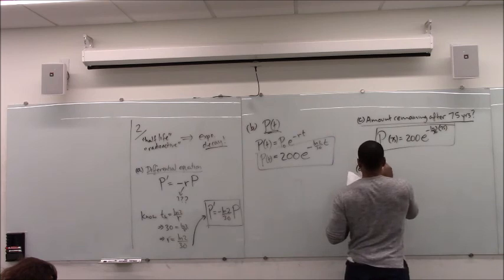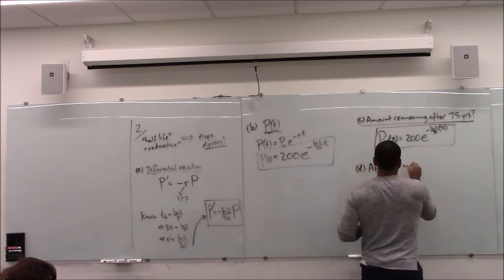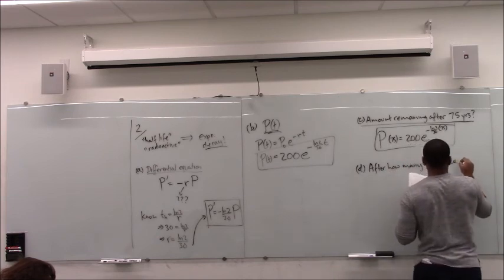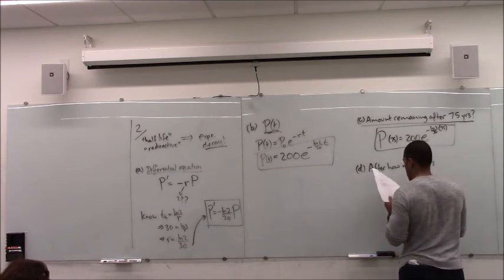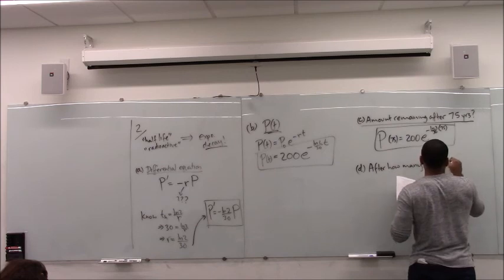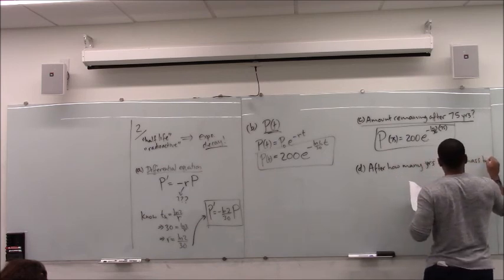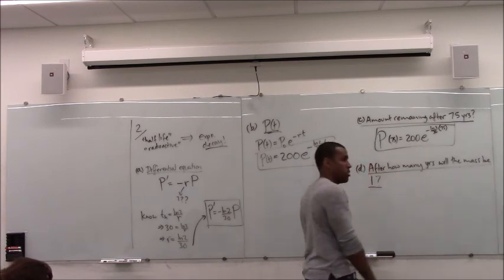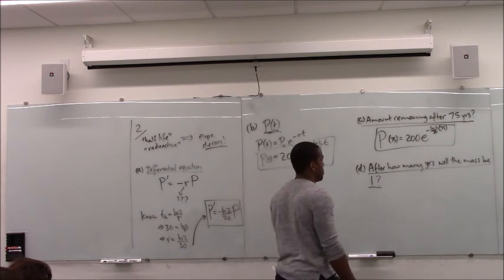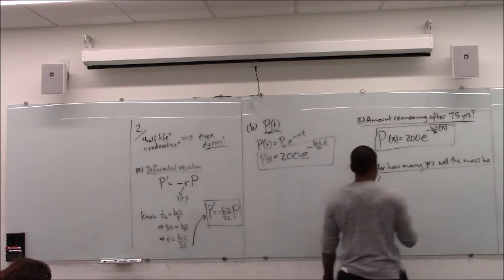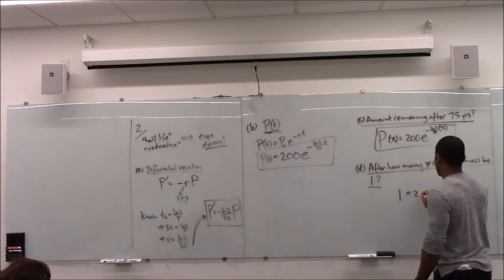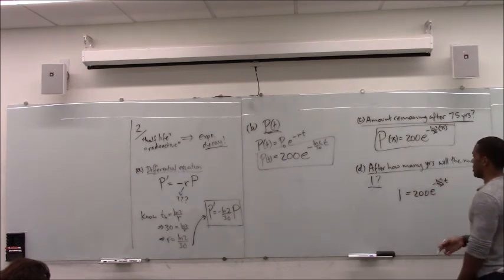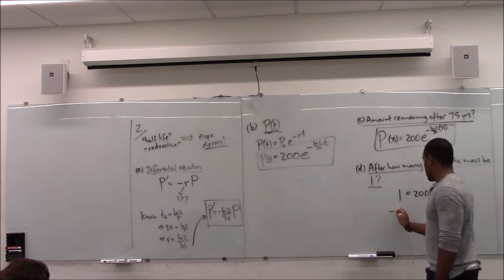After how many years will the mass be 1? So, how long before we get to 1 milligram? How do we do that? Yeah, Mark? So put in 1 for P of t. 1 equals 200 e to the negative ln 2 over 30 t. You want to solve for t, because for how many years you want to solve for time.